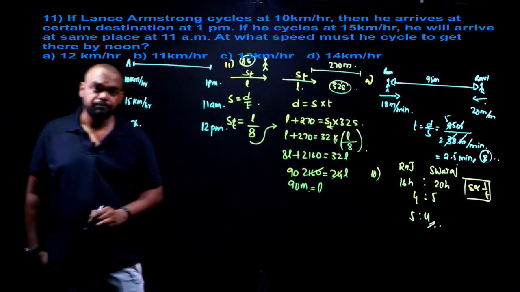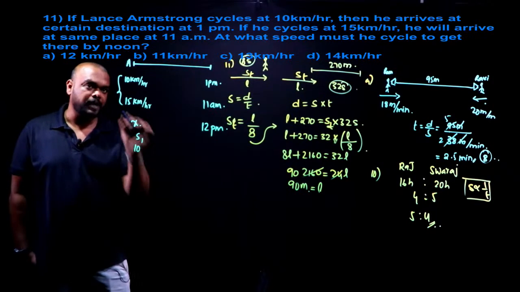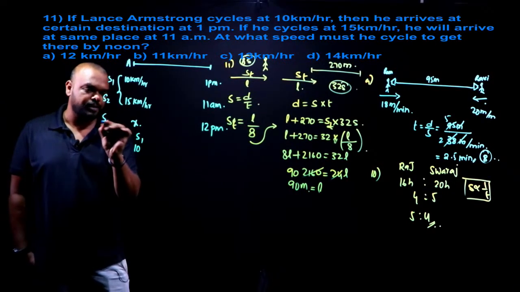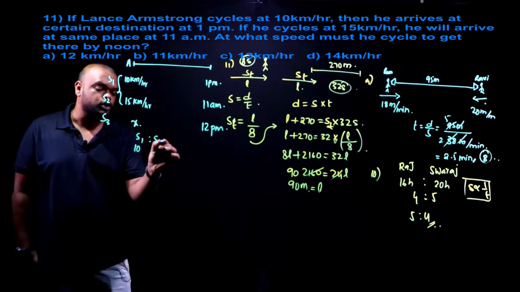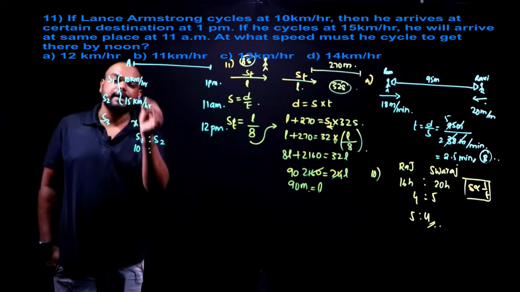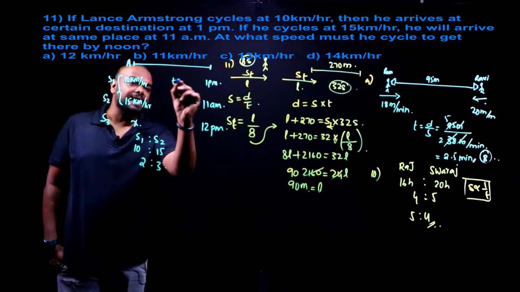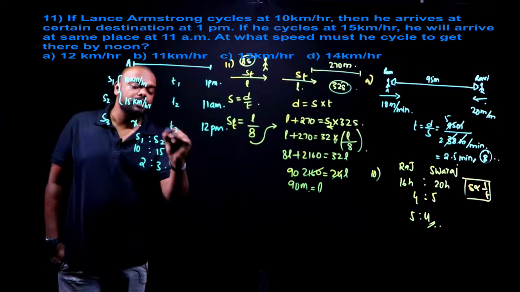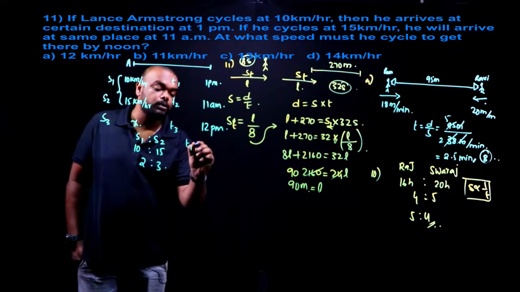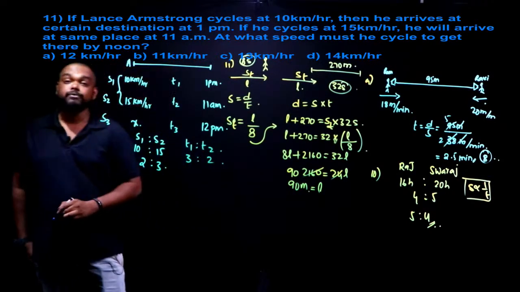What do we do here? Now if I take these two speeds, the ratio 10 is to 15. Speed, let us call it S1, S2, S3. S1 is to S2 is 10 and 15, 2 is to 3. Now let us assume it takes time 1, time 2 and time 3. Then what will be the ratio? Time 1 is to time 2 will be 3 is to 2.